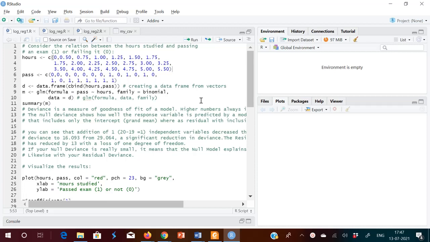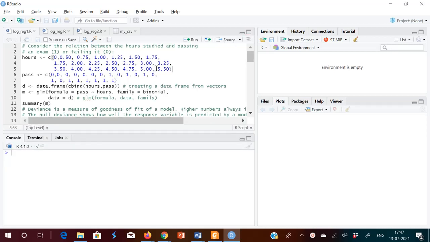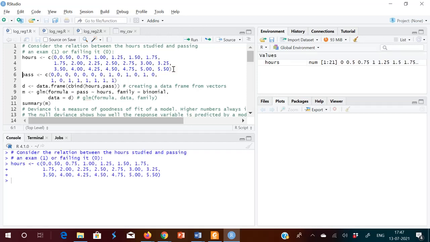I'll do it one step at a time, and then I'll explain each step to you. So I'm making a vector, and the name of the vector is hours. Okay, that is made. It has got 21 items. You can see 21 items are there.